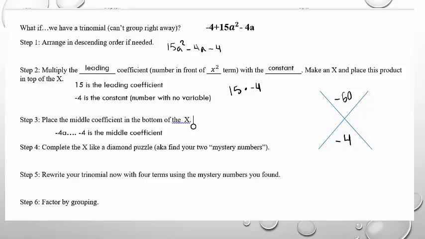And again, that's coming from the middle. So that goes down here. This should look kind of familiar. This is why we were doing diamond puzzles, so that we could train ourselves to be ready for this situation.